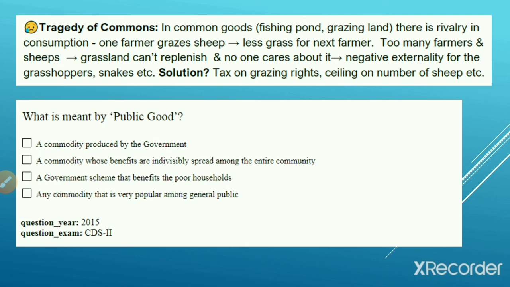A commodity produced by the government. Every commodity produced by the government is not a public good. Like electricity, like medicine, one has to pay for them. Third option: a government scheme that benefits poor households. They are to be paid, they are not always free. Like any scheme, the PM Ujjwala scheme, one has to pay an initial amount.